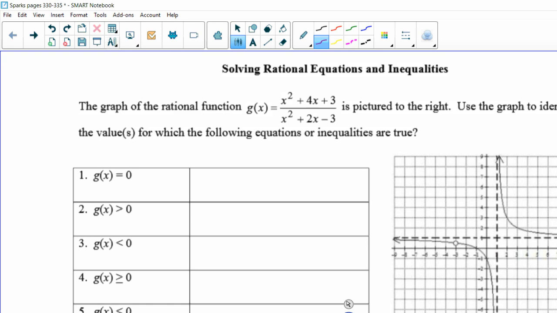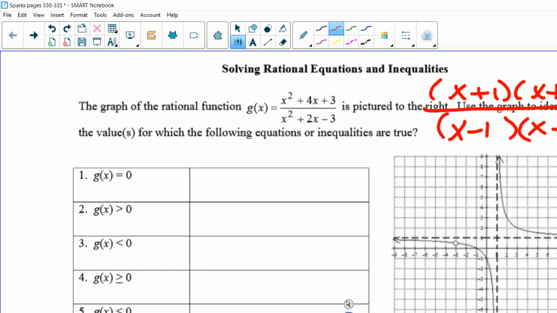By doing what? Factor. So let's go ahead and factor the numerator and denominator. How does the numerator factor? 3 and 1. How does the denominator factor? So where is this fraction undefined? At x equal 1 and at x equal negative 3. That's right.